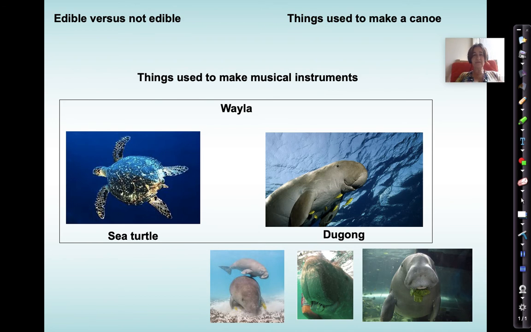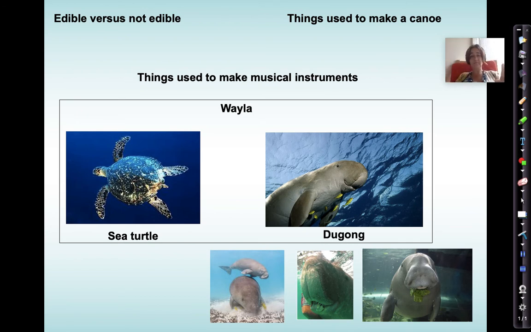The Aboriginal people in Australia, well, I think many Indigenous people, classify things as edible versus not edible, because that's what's useful to them. The Aboriginals also would classify things like, it didn't matter if it was living or dead, they were all the things that were used to make a canoe. Well, that's useful. If I know all the things used to make a canoe, I can just collect all those things together and make a canoe. Things used to make musical instruments. They had things that were spiritual or godlike or parts of the gods, and things that were secular or for the people.